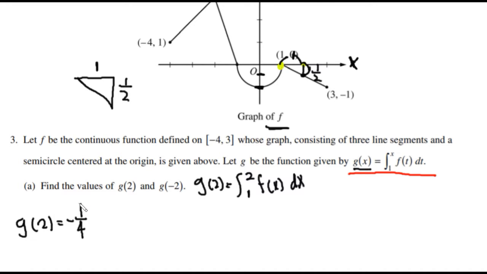So let me clean this up. g of 2 is -1/4. Now it's our turn to do g of -2. So everything is the same, however, only this changes. This and this too. So let's go. This will become negative and this will become negative. However, as you can see, the lower limit is greater than the upper limit. What should we do? Yes, we should turn this into negative. Now, like that. And then f(x) dx.